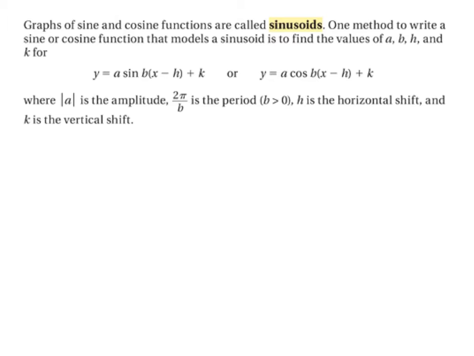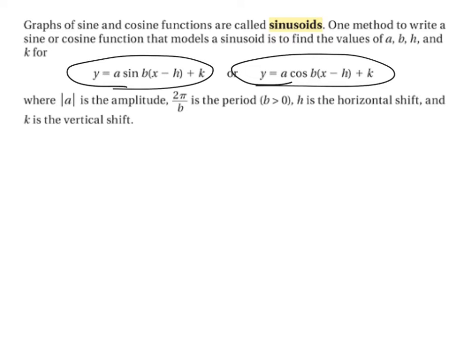Here's our little review. Graphs of sine and cosine functions are called sinusoids. One method to write a sine or cosine function that models a sinusoid is to find the values of a, b, h, and k for these particular functions. Where a is the amplitude, 2 pi over b gives the period, where we see b in the equations right here. H is the horizontal shift, left and right, and k is the vertical shift, up and down.